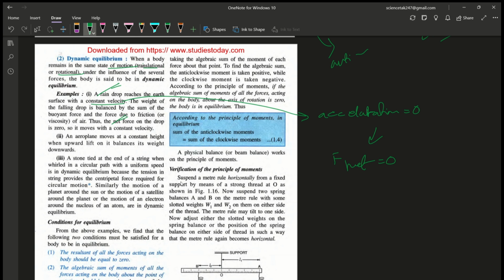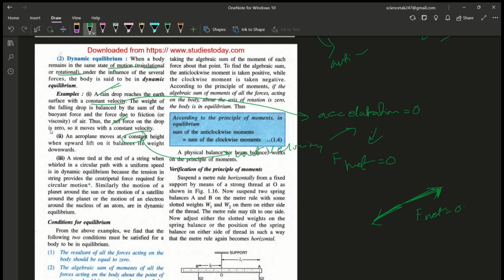An aeroplane moves at a constant height when the upward lift on it balances its weight downwards. So what are we doing? It's going to apply force upwards, whereas it is going to balance its weight downwards. So F net again becomes 0. Therefore, it moves at constant height. That is going to be constant velocity. That means acceleration is again 0.